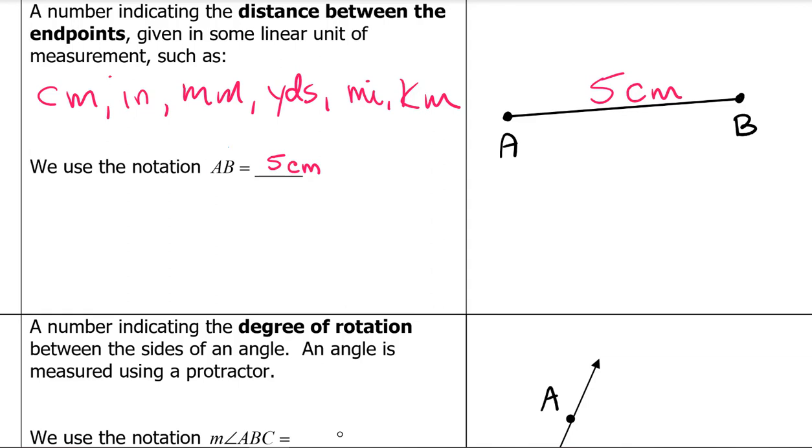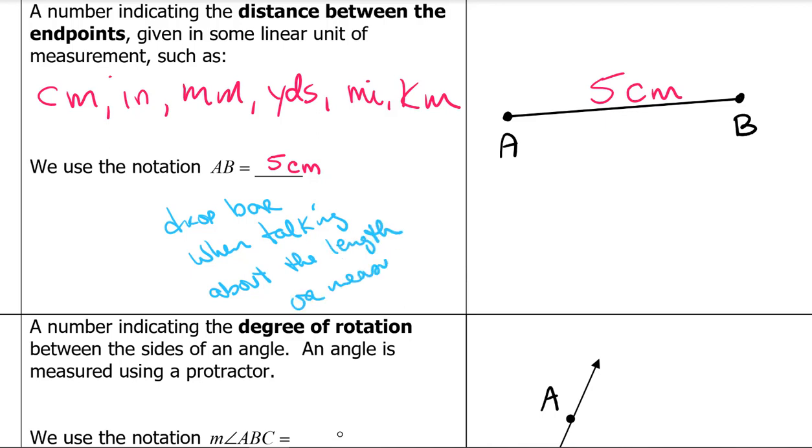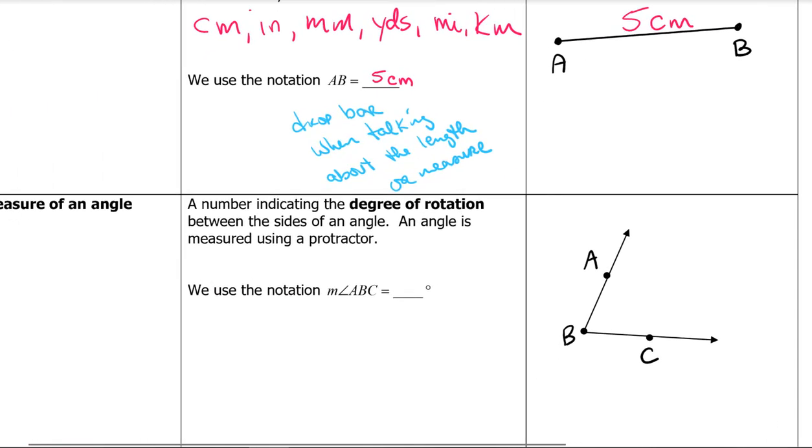Now here's a small little detail. If you notice the AB part, the segment AB part, we drop the segment bar above it. So you want to make sure you drop the bar that's above the AB when you're talking about or describing the measure or length of that segment. That's one of the things you really want to be careful of, because it's a small technical writing thing. We want to make sure our technical writing skills are on point.